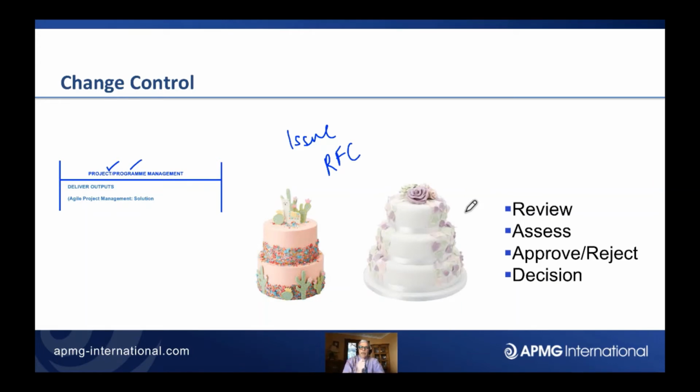So for any request for change, it should go through a formal change control procedure. And at the end of this, that request for change can either be approved or rejected. So we have a choice on whether that request for change is introduced or not. So that is dealt with by change control.